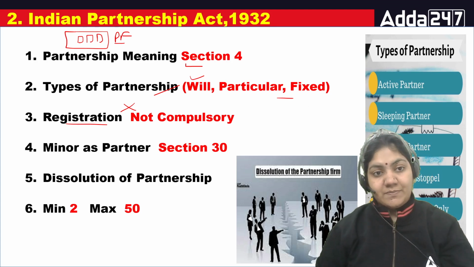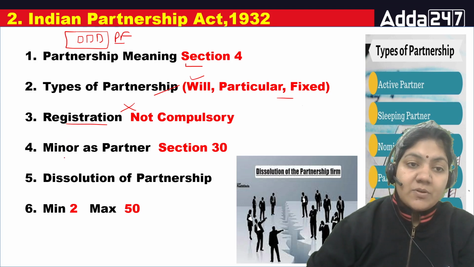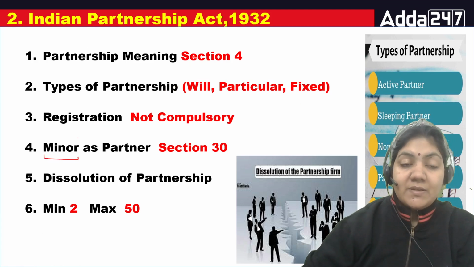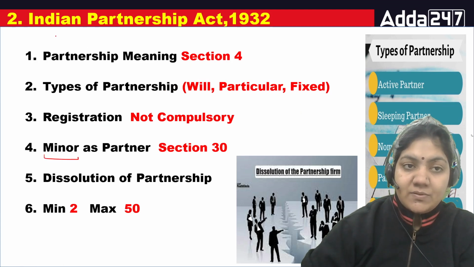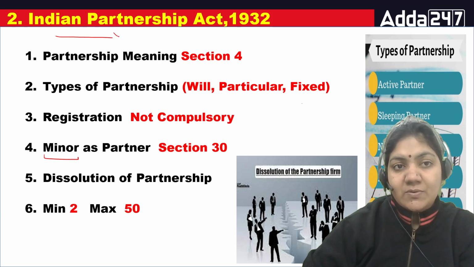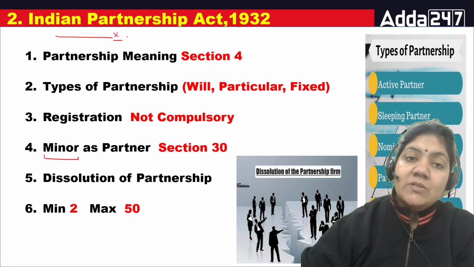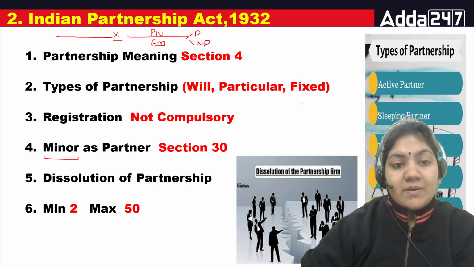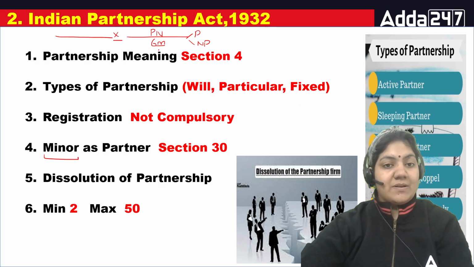and partner. Suppose a minor becomes a partner. First of all, a minor cannot be a partner, but suppose a minor becomes a partner, and now the minor becomes a major, he has a 6 month time period in which he has to declare in a public notice whether he wants to become a partner or not. So this is your minor as a partner. That is given in section 30.